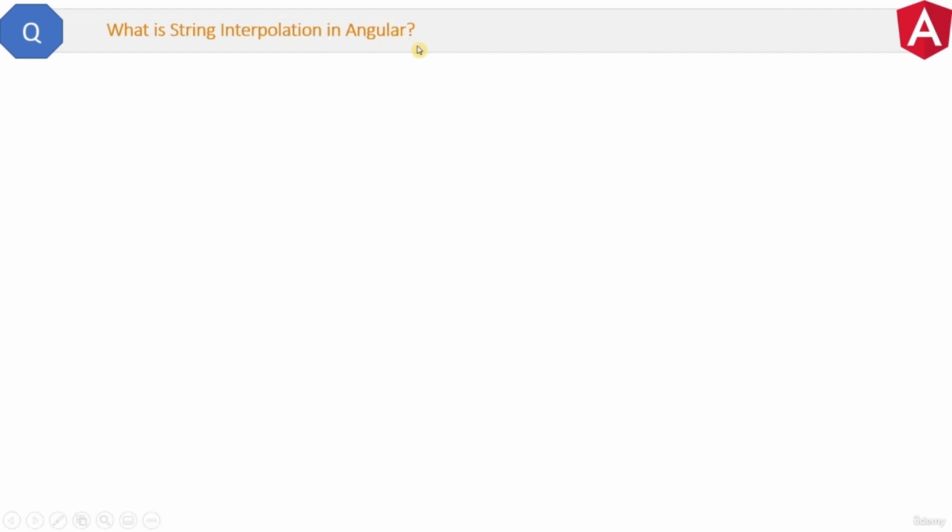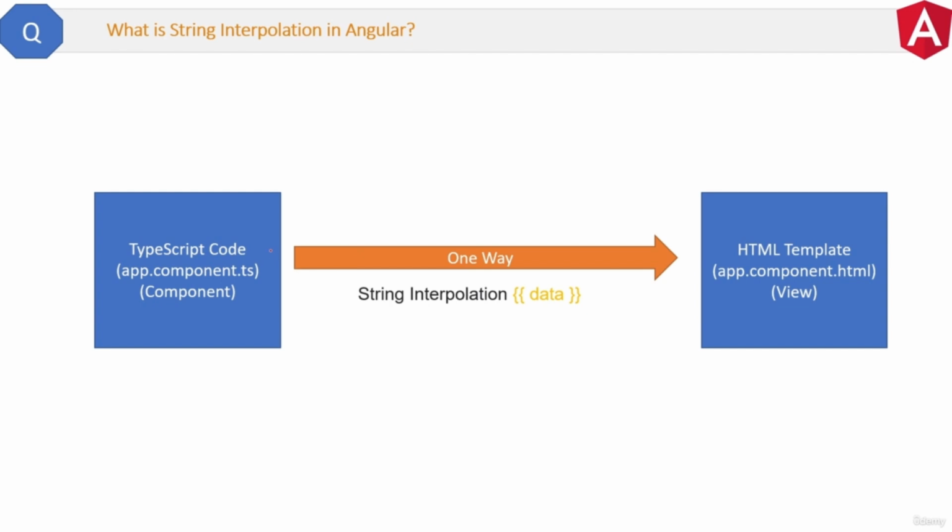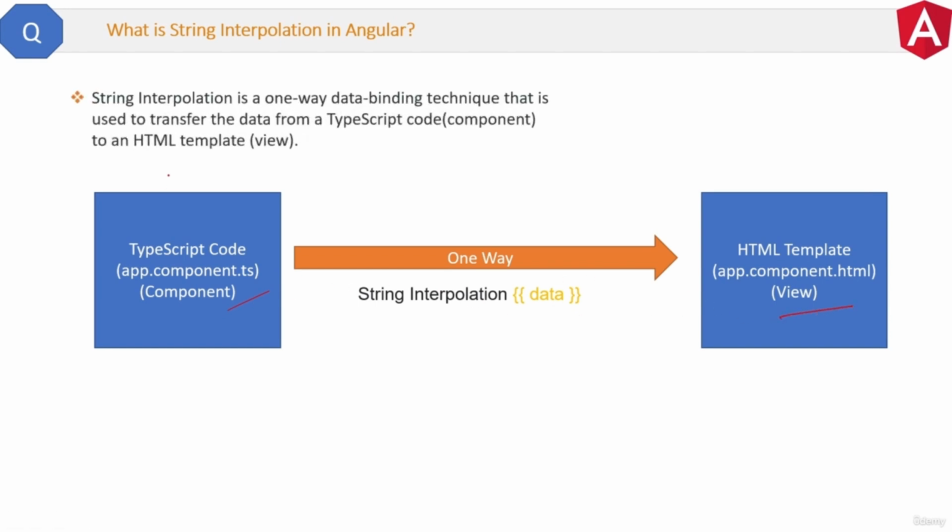What is string interpolation in Angular? Let's check out the theory first. This is the flow of data in case of string interpolation. Data will go from component to view. So the definition of string interpolation is a one-way binding technique that is used to transfer the data from a TypeScript code or component to an HTML template, or we can call it view.